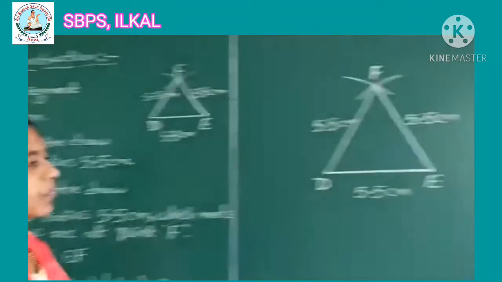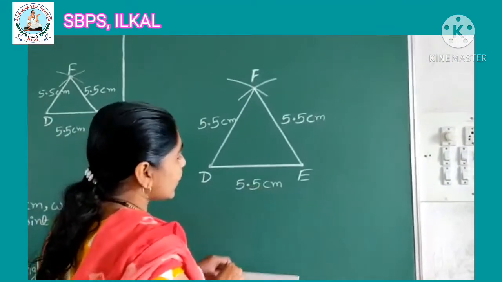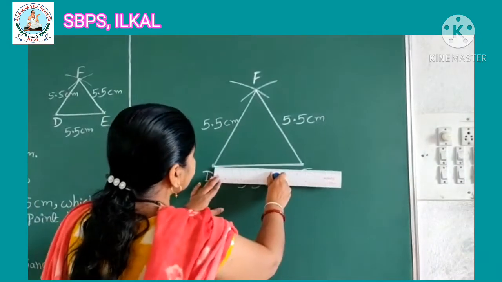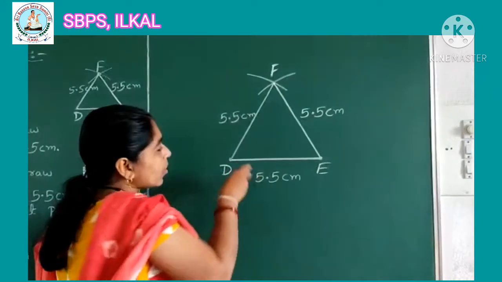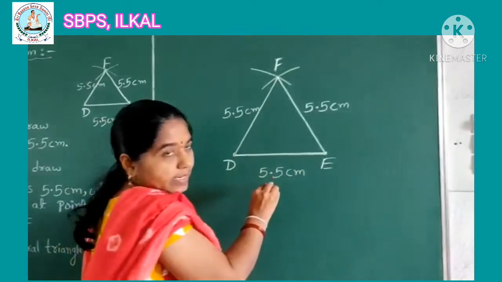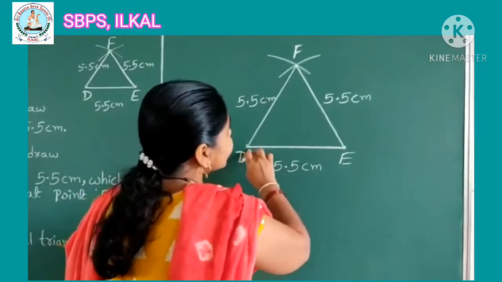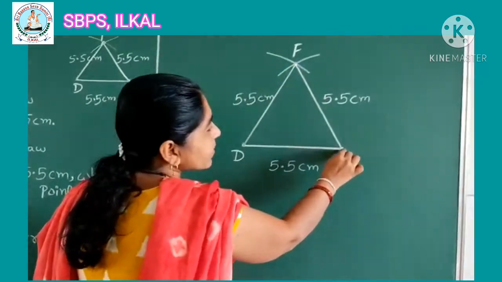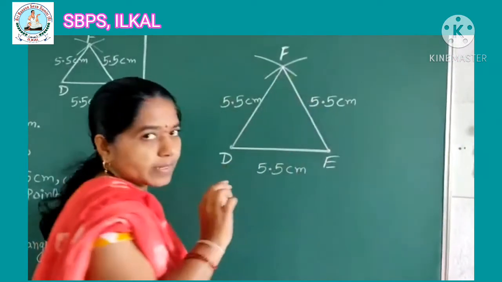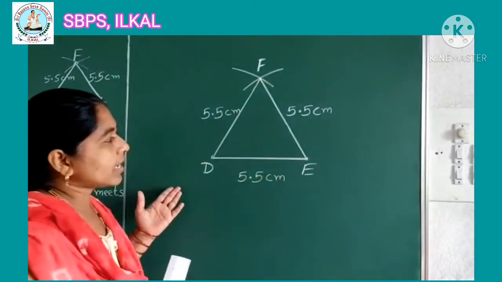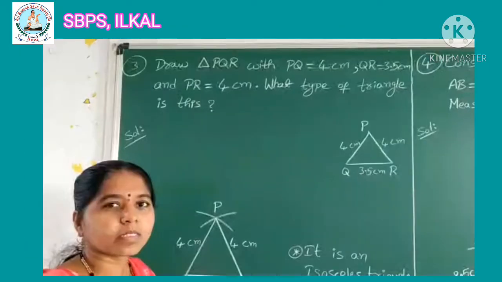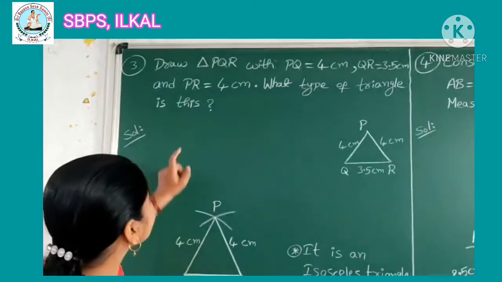Okay, observe here. First, DE is equal to exactly 5.5 cm, which is nothing but 11 units on my ruler. You have to draw exactly 5.5 cm. With D as center, draw a 5.5 cm arc, and with E as center, draw a 5.5 cm arc, and then join it. Okay, the required triangle is constructed. Let us construct the next one.